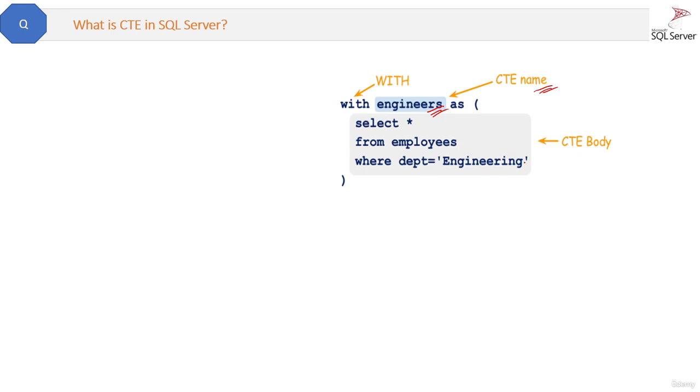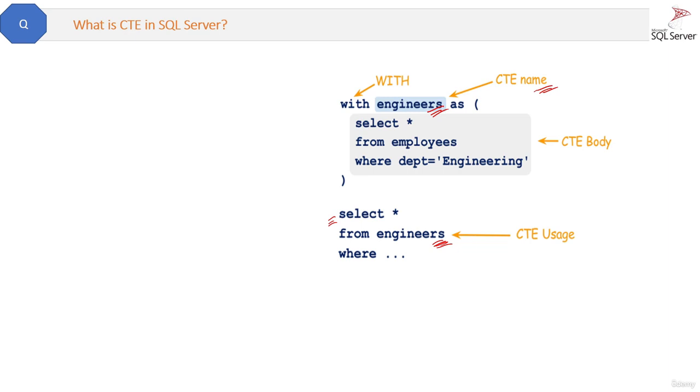Now where to use this engineers CTE? We get the data in the CTE, but where do we use it? Like this. See, we are using the CTE as a table or view. So similarly, like we put a select query with the tables, we are putting the select query with the CTE also. Sometimes we need this in some scenarios.